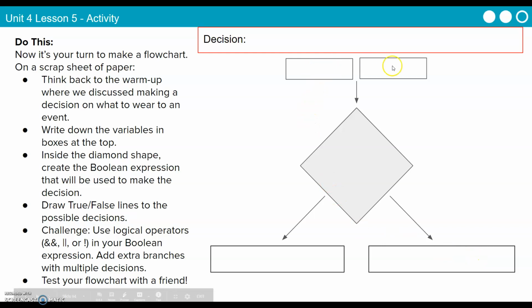Okay, and your variables are your two questions that you answered, and you should make your variables temp. Okay, because you need to know the temperature, and you need to make a string variable that says inside or outside. Okay, you need to write down your variables. Make sure in the diamond shape create your Boolean expression for your conditional statement. Draw true or false for here and here, and challenge. Use the logical operators that we learned about to combine your conditional statement. Then add extra branches. You guys can make this right here on your manipulative, and once you fill it in, turn this in for your points.